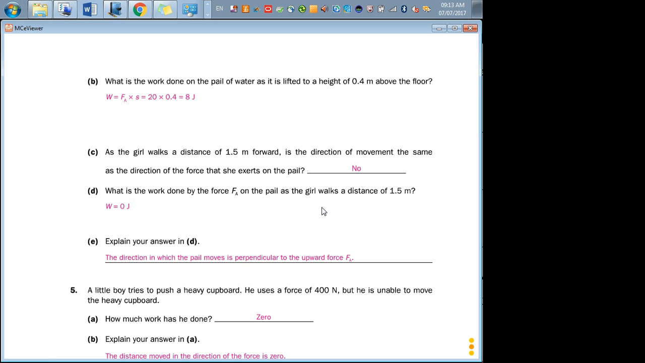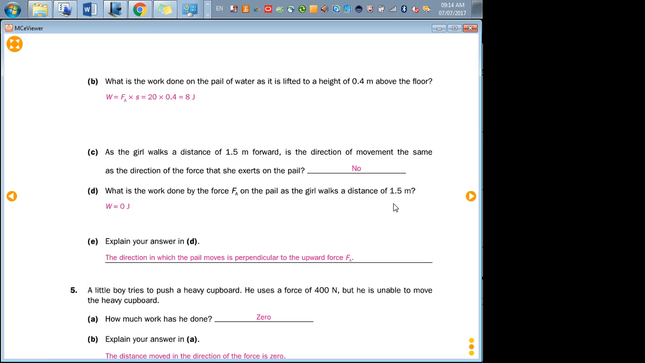Is the direction of motion the same as direction of force? They are different. What is the direction of motion? Forward. What is the direction of force? Upwards. They are perpendicular. Okay? So note, they are different. So what is the work done by the force on the pail as she walks forwards by 1.5 meters?